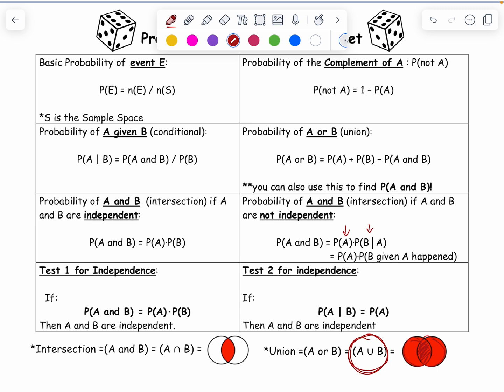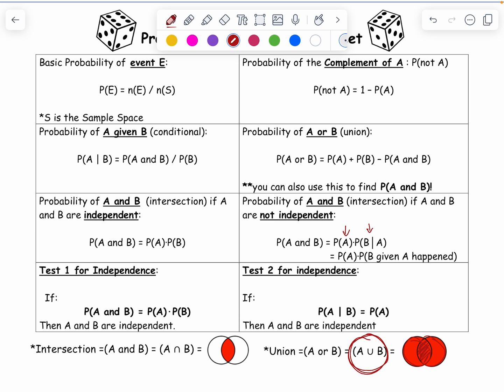Those are the ones where, let's say we pull out a card and we don't replace it. Right, we have to deduct from the numerator, deduct from the denominator, because we have to assume that A has already happened. Now, one question they love to ask is, are two events independent? And that's what these last two formulas are for. There are two tests for independence.